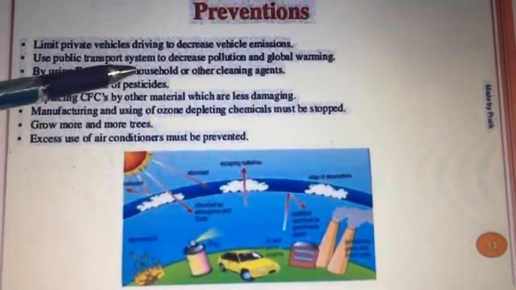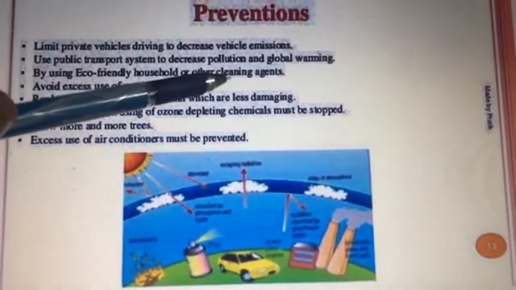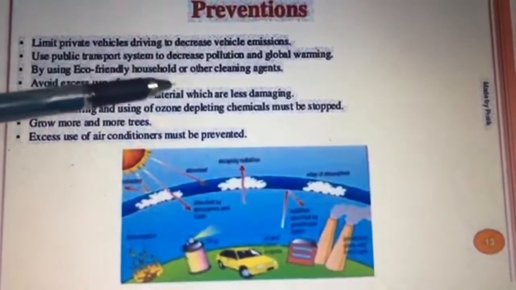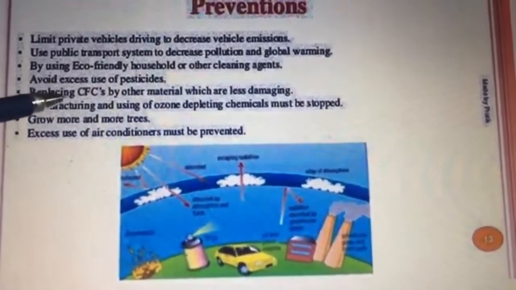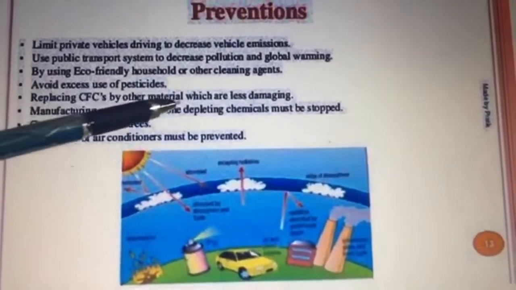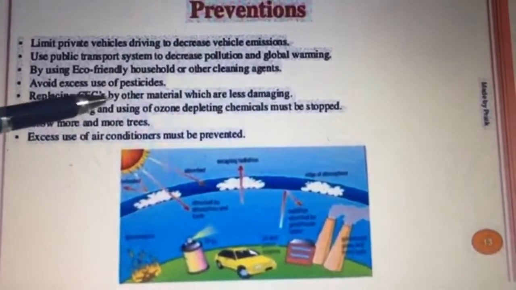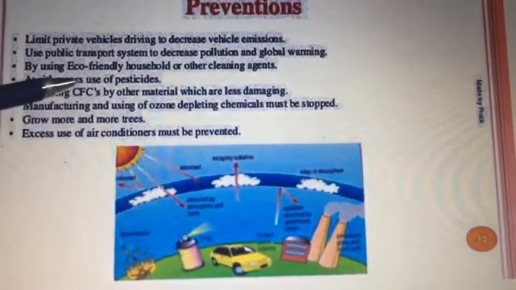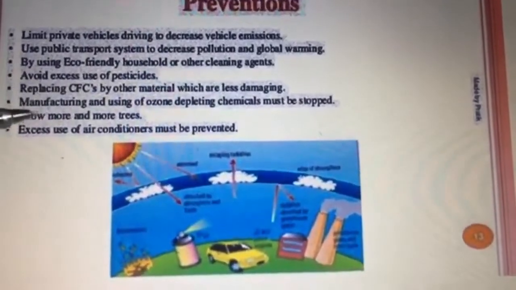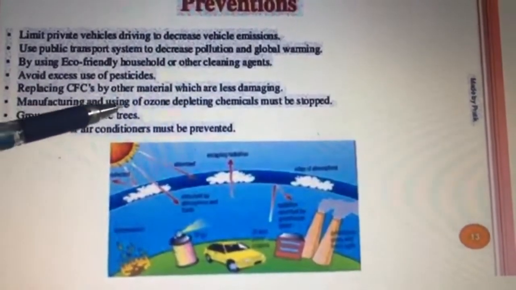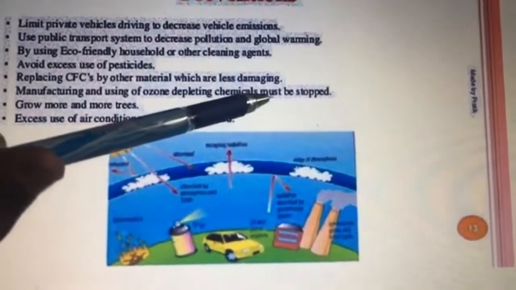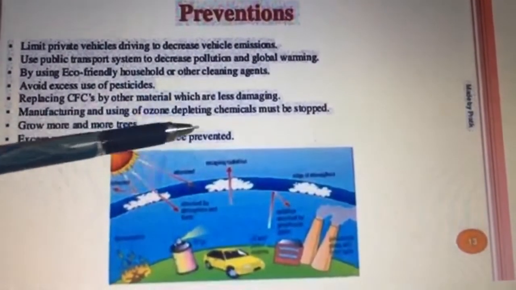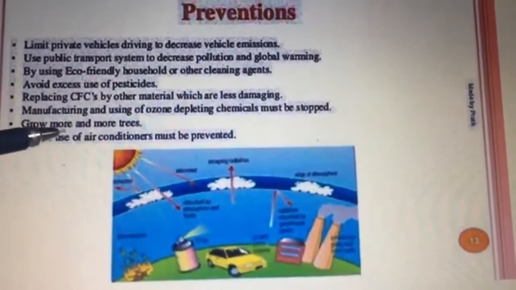By using eco-friendly household or other cleaning agents, avoid excess use of pesticides and insecticides. Replace CFCs with other materials which are less damaging. So avoid ACs and refrigerators that produce more chlorofluorocarbons. Manufacturing and using ozone depleting chemicals must be stopped. The chemicals that damage the ozone should be stopped.